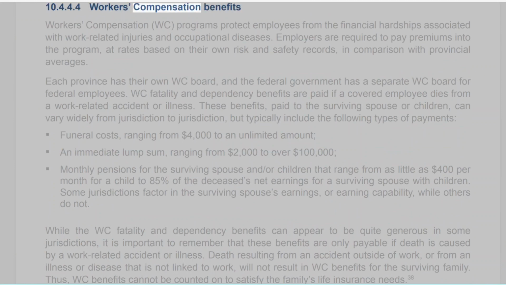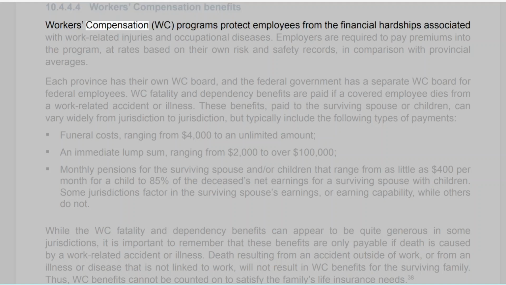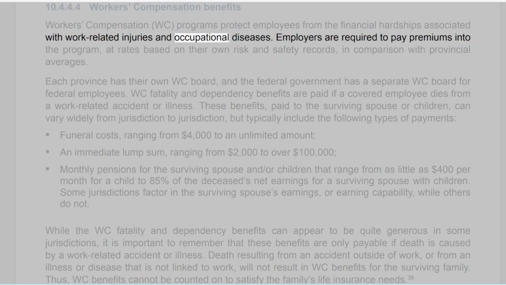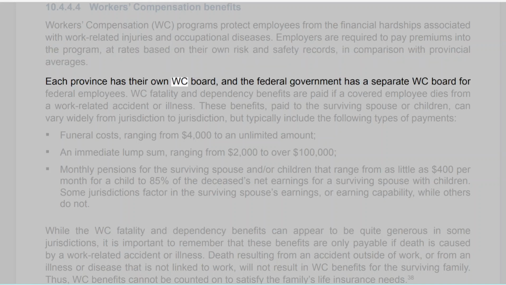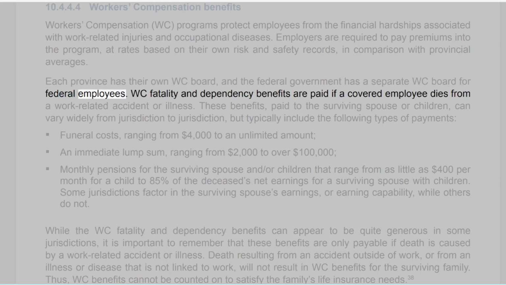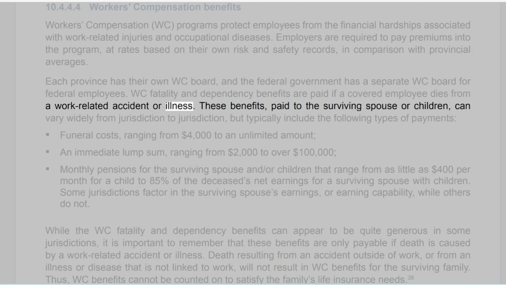Workers' compensation benefits. Workers' compensation, WC, programs protect employees from the financial hardships associated with work-related injuries and occupational diseases. Employers are required to pay premiums into the program at rates based on their own risk and safety records in comparison with provincial averages. Each province has their own WC board, and the federal government has a separate WC board for federal employees. WC fatality and dependency benefits are paid if a covered employee dies from a work-related accident or illness.